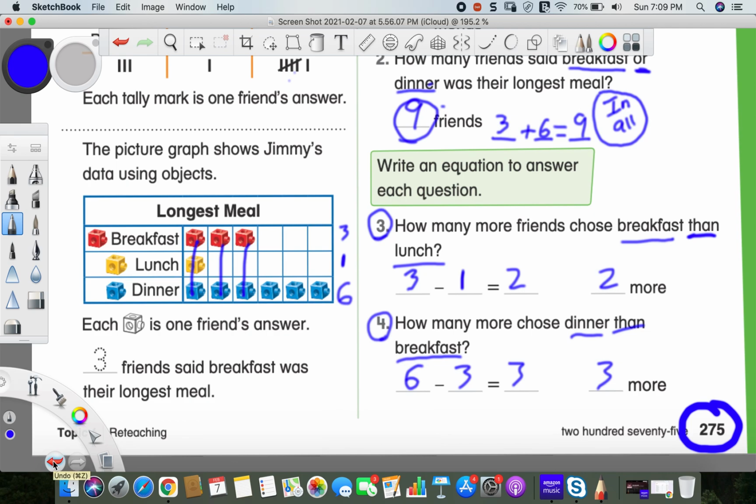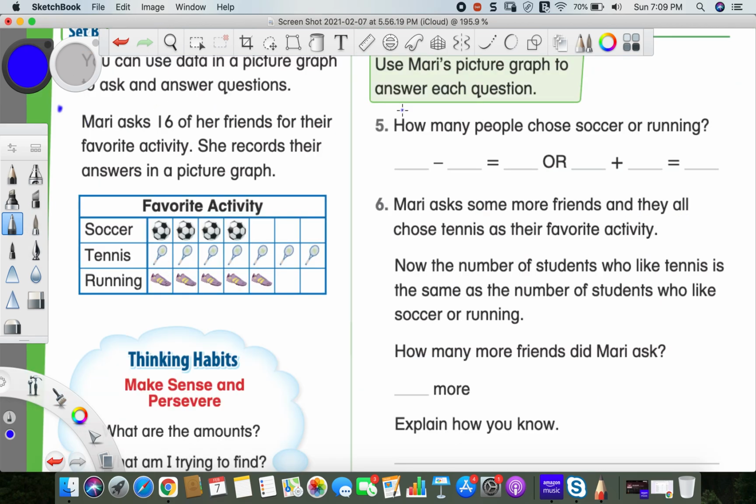So let's go ahead and move on to the next page, to page 276. Okay, now on page 276, we have a different picture graph. We're no longer dealing with breakfast, lunch, or dinner. We're dealing with sports and what friends voted for.